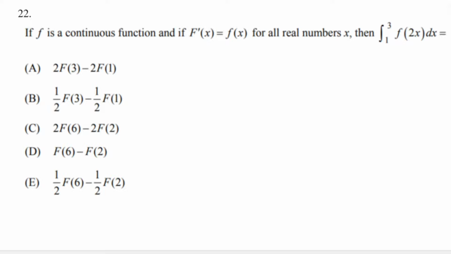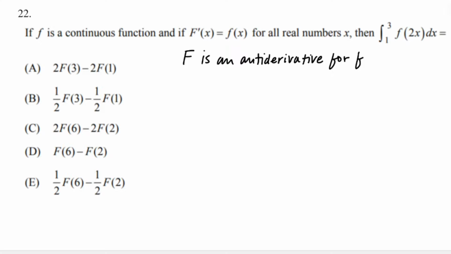Now, the first thing, and this is something we haven't run into a whole lot yet, but we will see more and more as time goes on, is this: f is a continuous function, and capital F prime equals f for all real numbers x. So our lowercase f is the derivative of uppercase F. That means that uppercase F is the antiderivative for our lowercase f. And I'm just going to write that off to the side so I can remember that when I go to anti-differentiate.